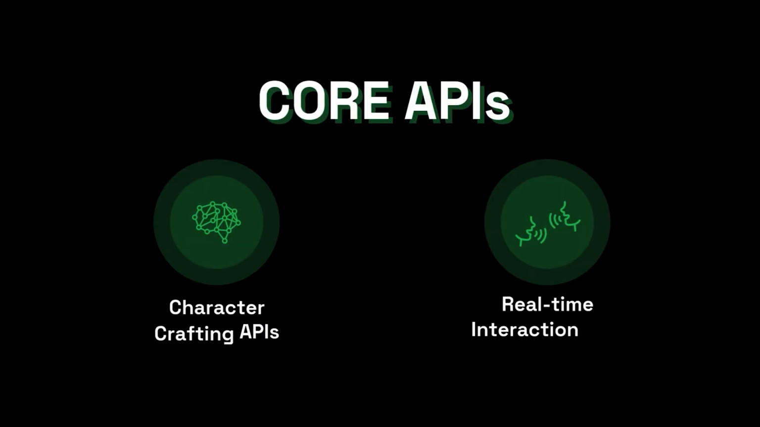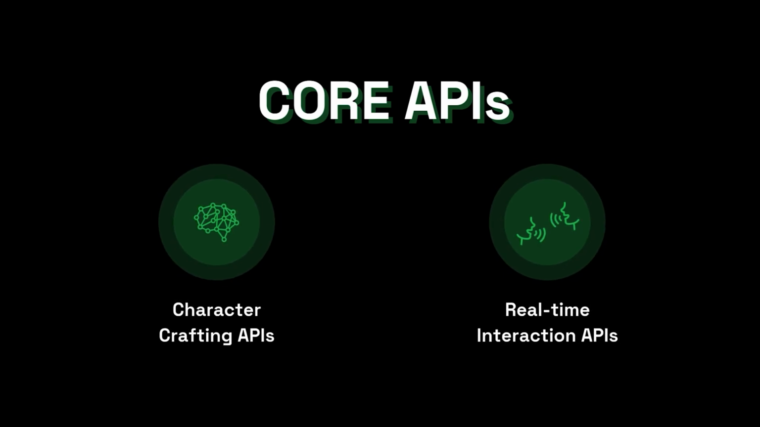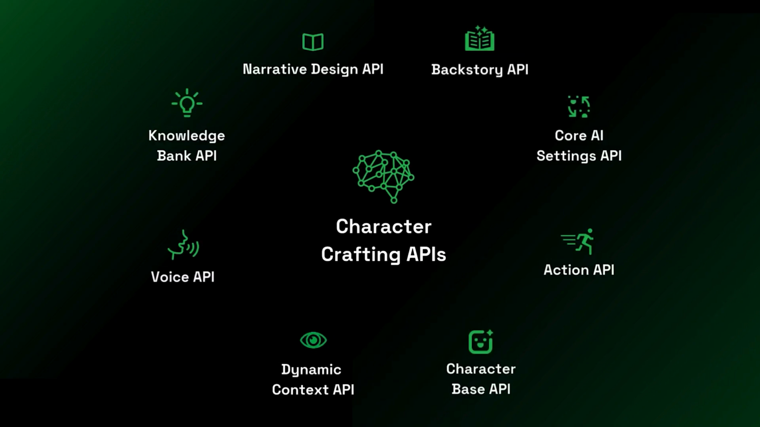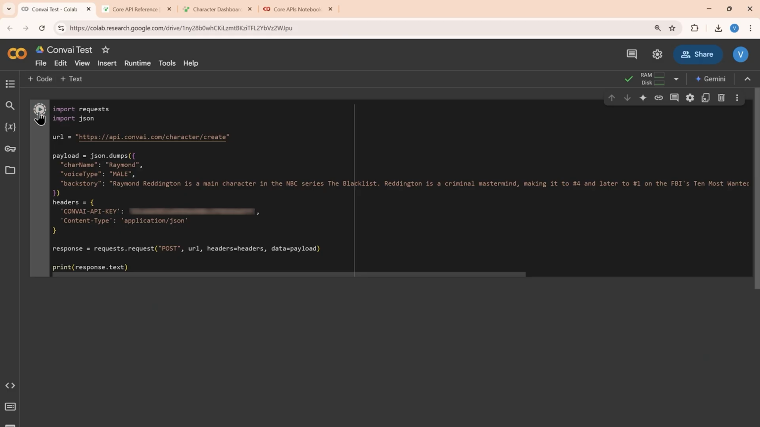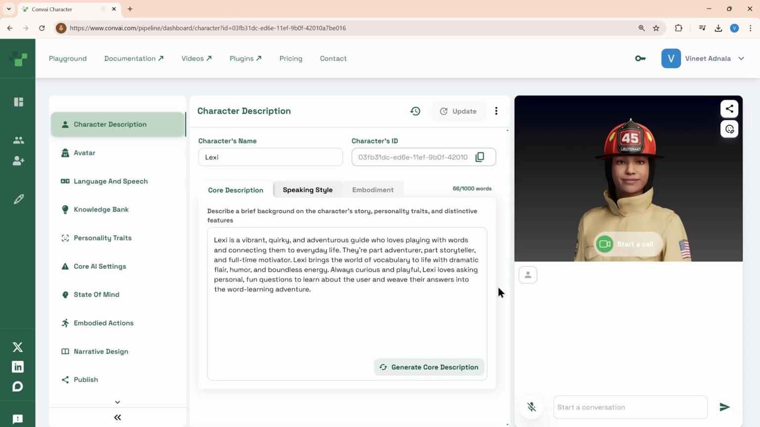Convai's core APIs consist of two parts: the character crafting APIs and the interaction APIs, and today Convai is happy to announce an expanded set of character crafting APIs. With these APIs, developers can create and manage AI characters programmatically and provide a custom interface to create and update characters for their end users.